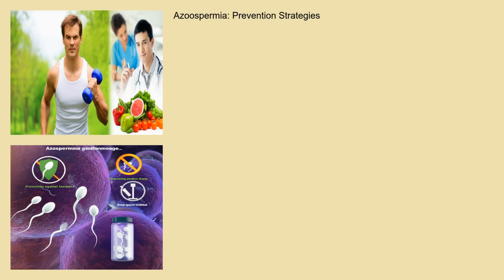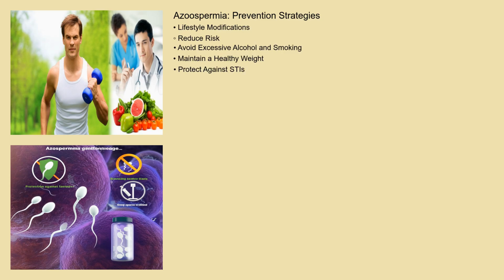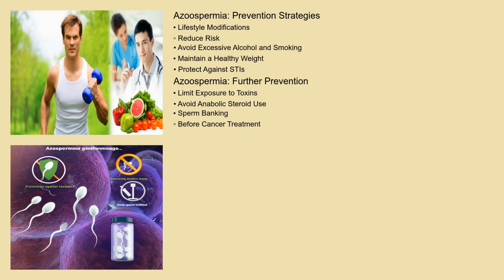While not all cases of azoospermia are preventable, certain lifestyle modifications can reduce the risk. Avoiding excessive alcohol consumption and smoking, maintaining a healthy weight, and protecting against sexually transmitted infections are crucial. Limiting exposure to toxins and avoiding anabolic steroid use are also important preventive measures. For men undergoing cancer treatment, sperm banking before starting chemotherapy or radiation can preserve their fertility.